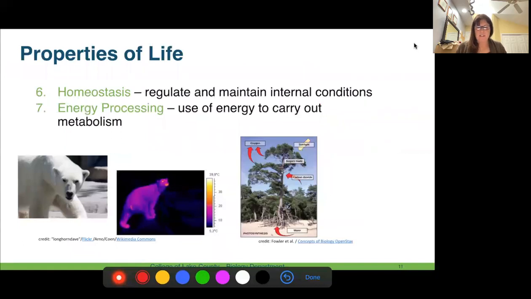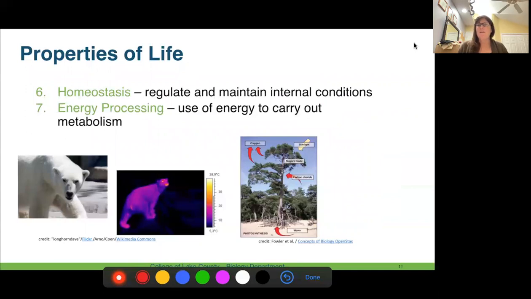And then we have homeostasis. Homeostasis means to maintain balance. And so we have to be able to regulate our internal conditions. You need to regulate your body temperature, for example. Most of us have been sick here lately, and you know what it's like to have a high fever. You feel terrible. And so your body is not maintaining proper homeostasis.